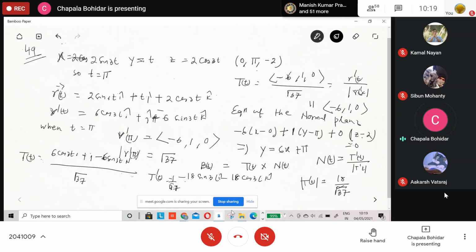Okay. So what is our NT? NT is equal to t dash pi by absolute value of t dash t. So this is a scalar quantity, we can eliminate this one. This is parallel to t dash t. If I write down, it is your minus 1 by root 37 minus 18 sin 3t i cap minus 18 cos 3t k cap.